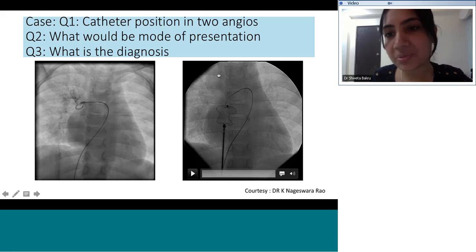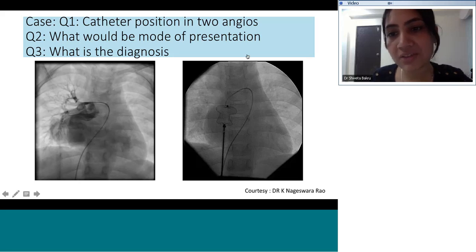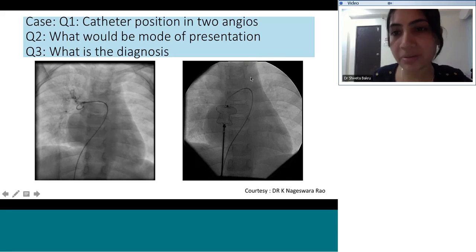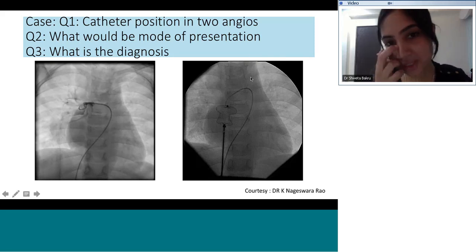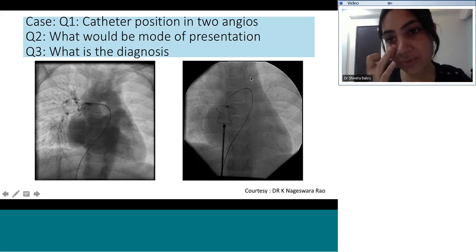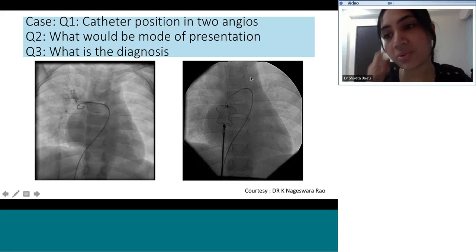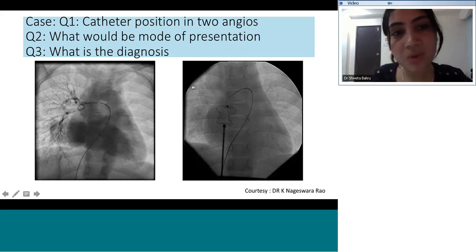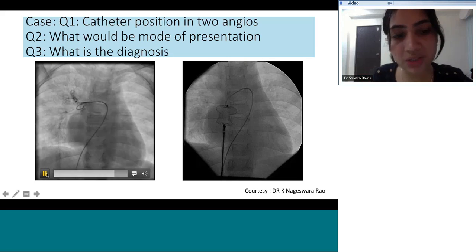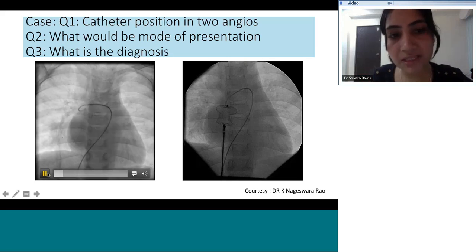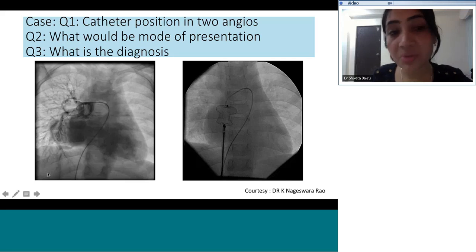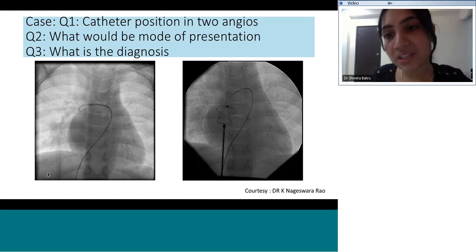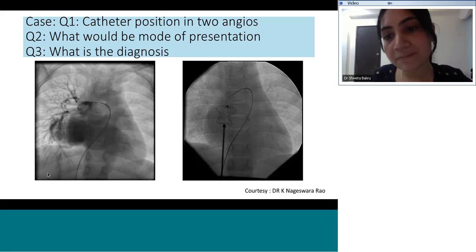So identify the catheter position. Very good. It is IVC, RA, RV, and RPA. Excellent. The catheter is in the right pulmonary artery. Excellent answer. So what would have been the mode of presentation? What is happening actually? Once you have given contrast, solve it like a puzzle. The contrast communicates with the LA. Excellent. Why did you say that, Amol?